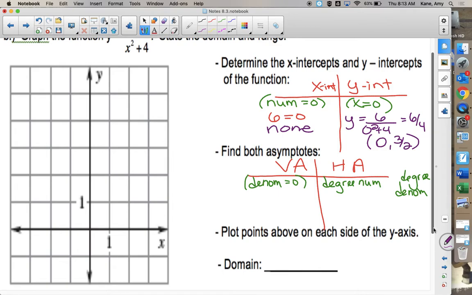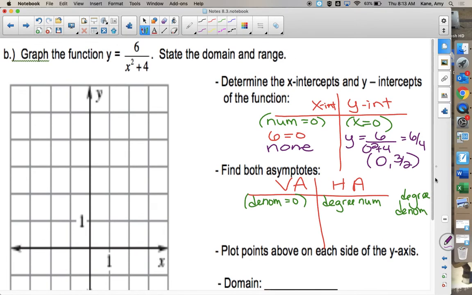So there's not an x-intercept again, because there's just a 6 on the top. So no x-intercept when you only have a number on the top. If you have a variable on the top, that's when you'll have an x-intercept, but it's just a 6. 6 can't equal 0. For the y-intercept, when you make the x 0, in the denominator you have a 6 divided by 4. 6/4 is 3/2. Make sure you're reading it as a point.